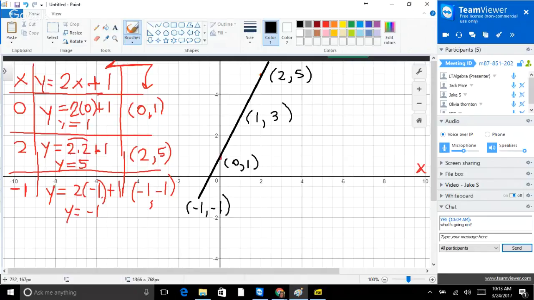Anything on this line, and the line keeps going up and keeps going down forever and ever, anything on that line is an answer to this. So there's not one single answer, right? Everything on that line is the answer. So is that starting to sink in? Like, oh, okay, that's the point of graphing it.